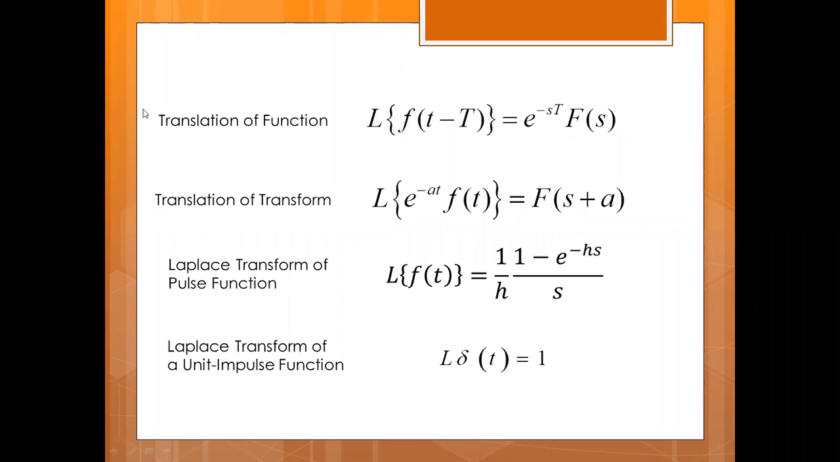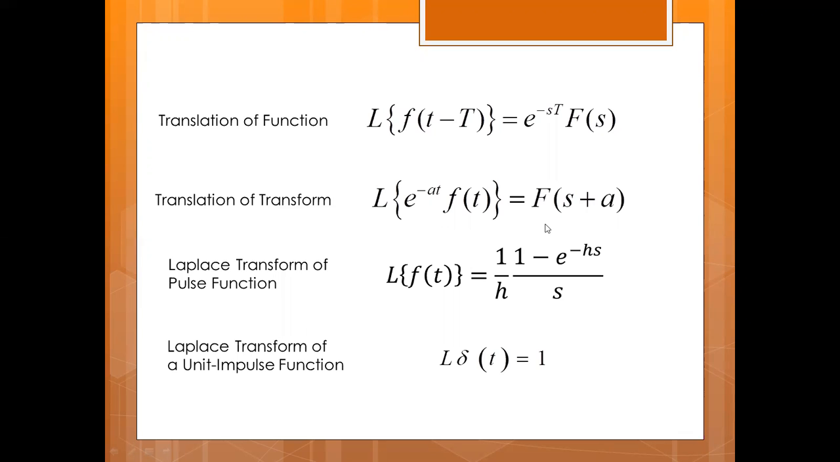We call this in controls as translation of function. The translation of the transform, rather, this is the translation of the function, not the transform. The translation of the transform is the first shifting property, wherein the Laplace transform itself of your function is the one that is being translated. As to what is being translated, it is the s in that particular function of s that is being translated.